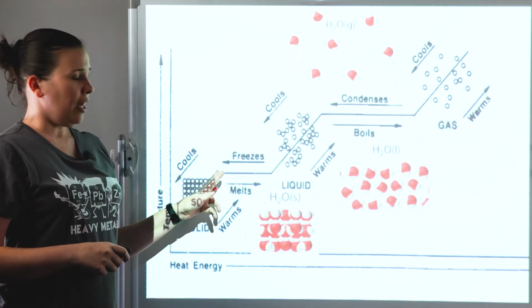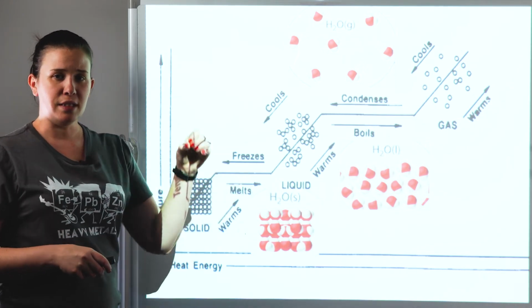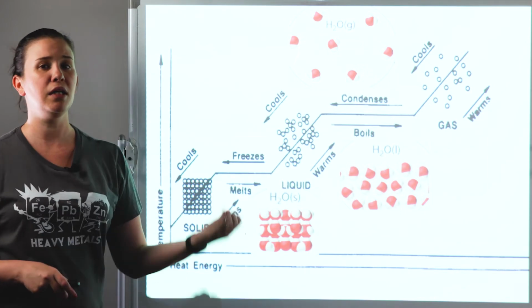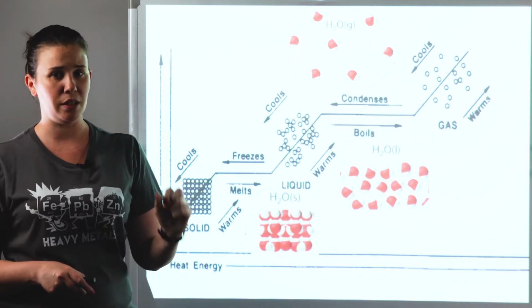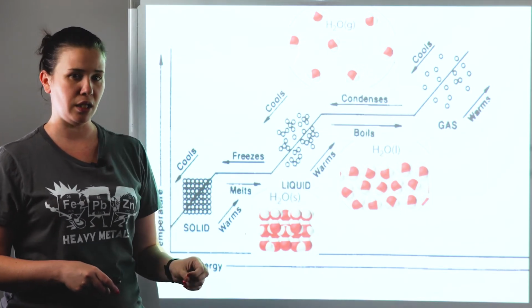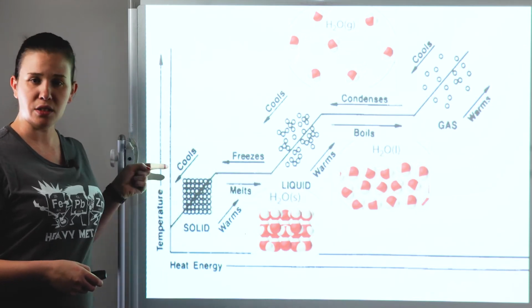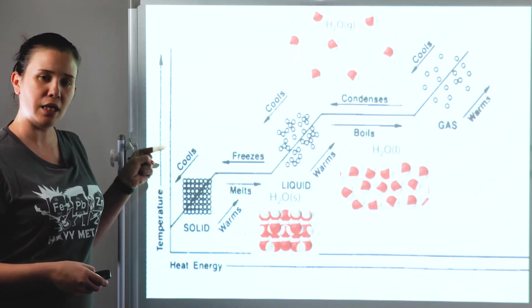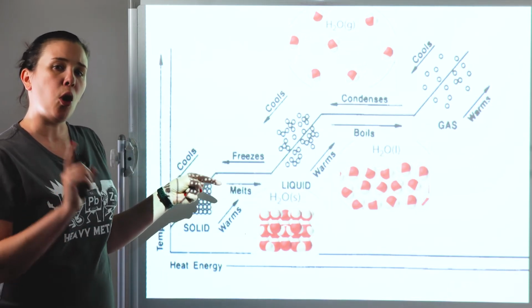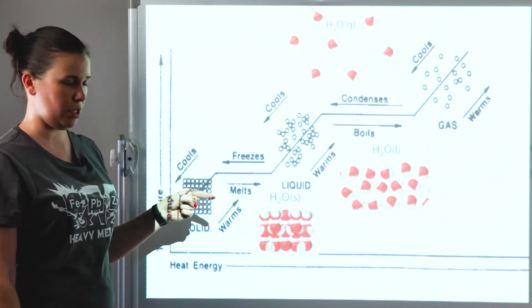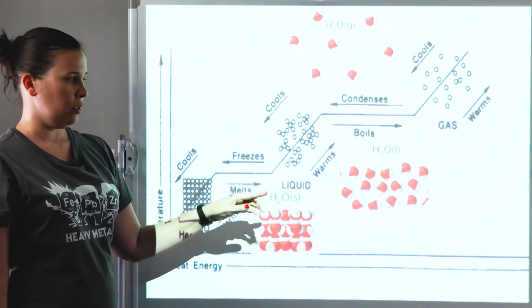So in order to do that, the energy has to go into affecting the intermolecular forces, meaning that energy is not being used to increase the kinetic energy, which is why we have a plateau in our temperature. The kinetic energy is not changing. Only the potential energy is changing on the plateaus.